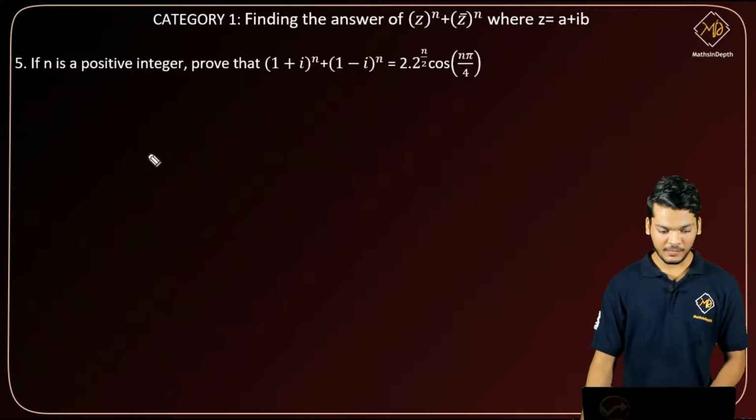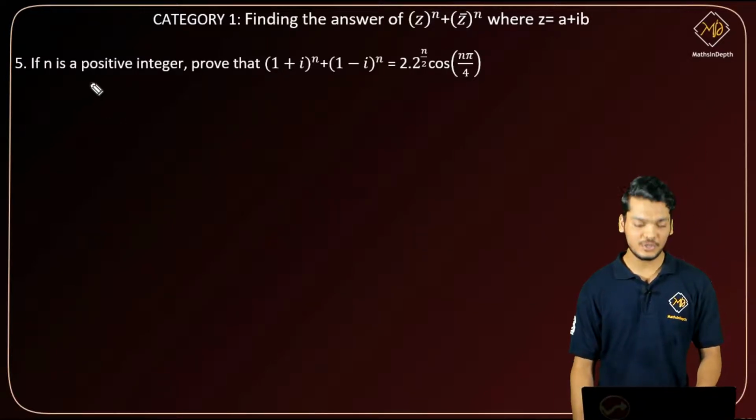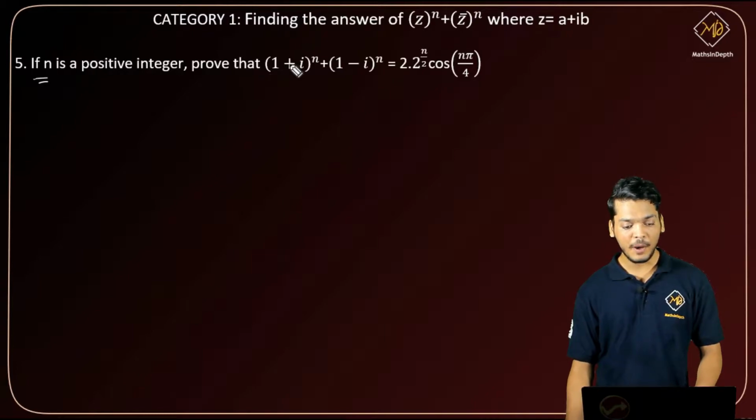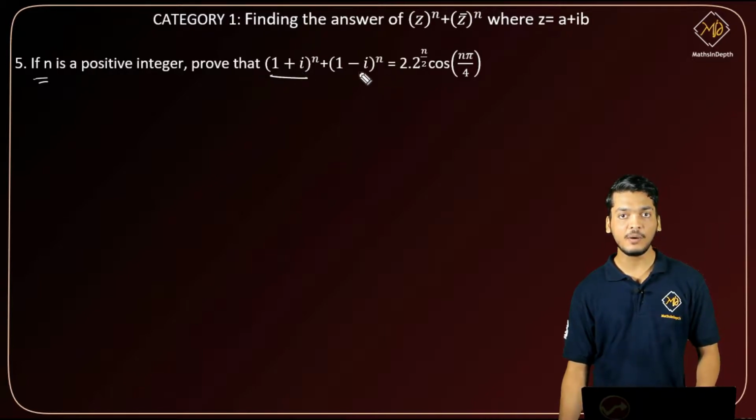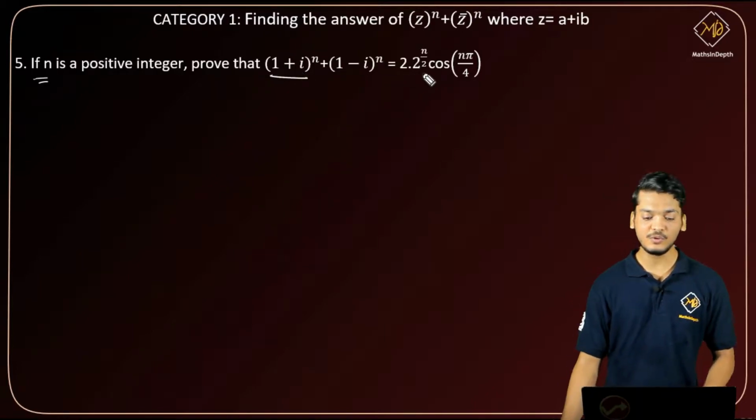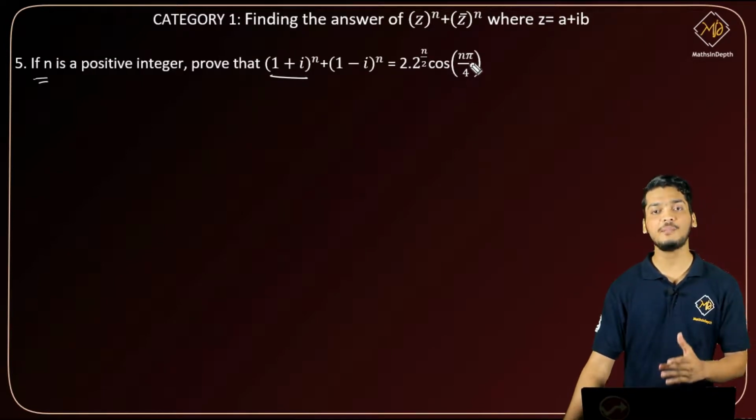So in question number 5, we have to show that for any positive number n, the nth power of 1 plus i plus the nth power of 1 minus i equals 2 into 2 raised to n by 2 into cos of n pi by 4.